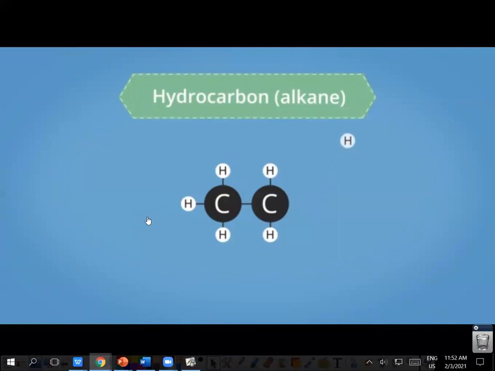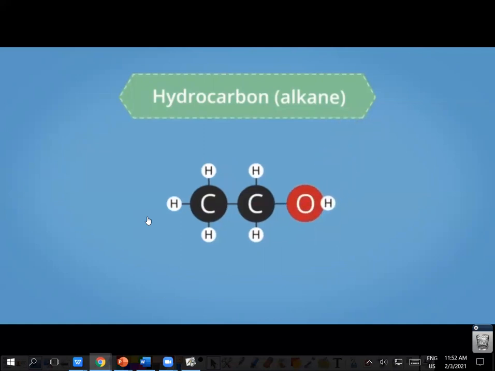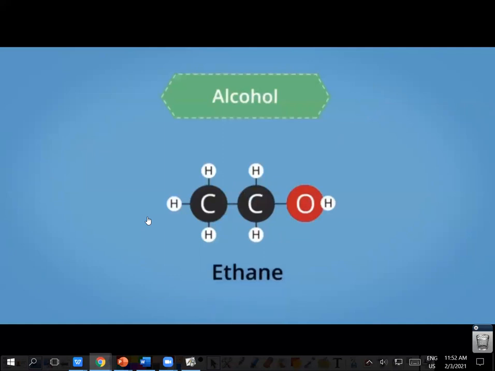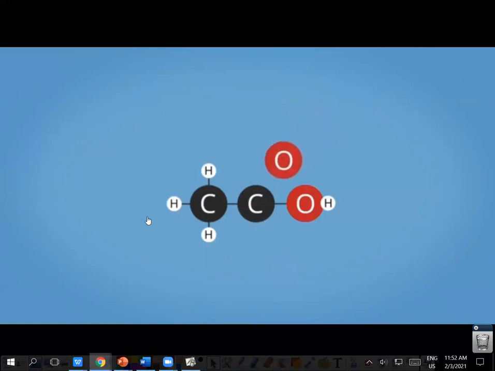If you replace one of the hydrogens with a hydroxy group, OH, you form an alcohol. This alcohol is formed from ethane. It's called ethanol. We're going to make one more change to this molecule. Let's replace the other two hydrogens with an oxygen.